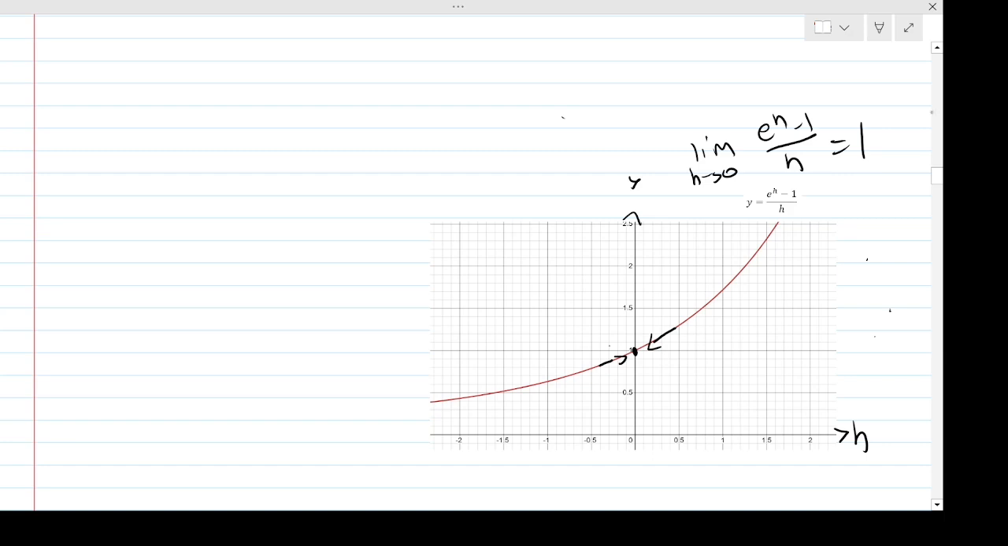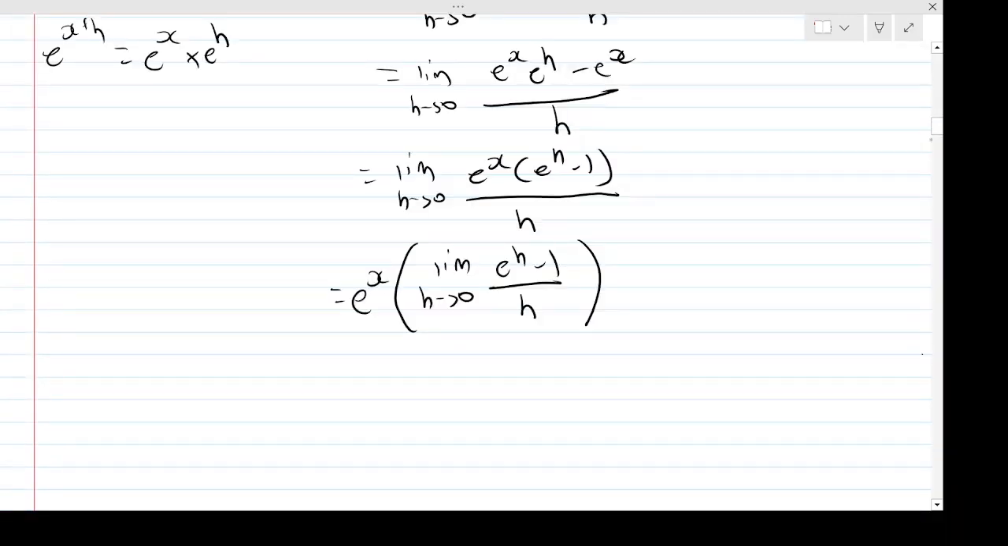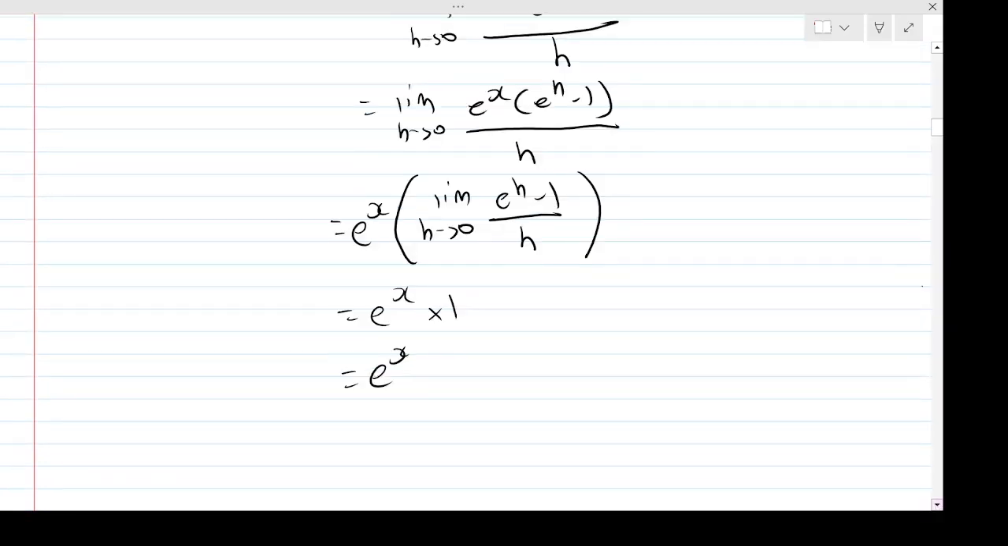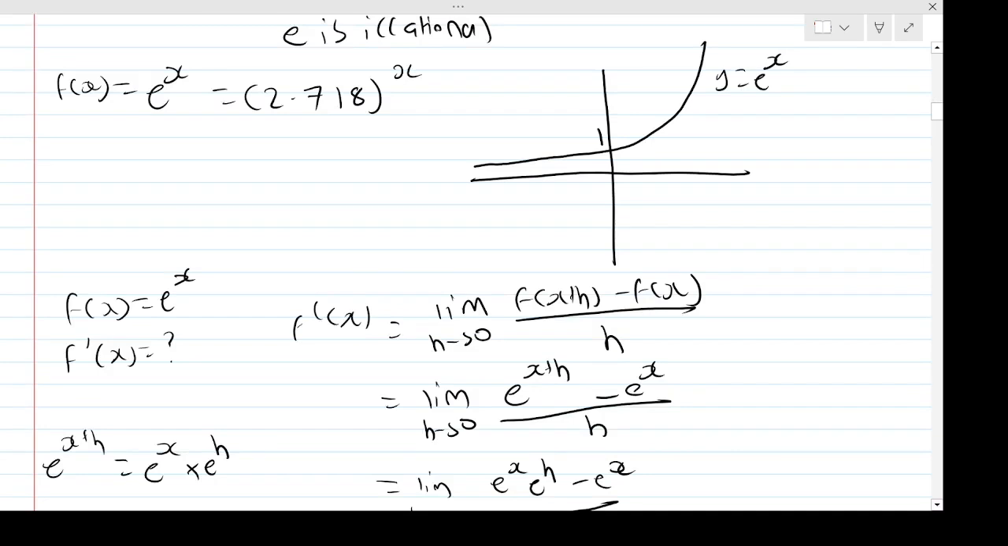So you can see from either side of the curve, from the left and to the right, it goes to 1 either way. Again, I'm not going to get too technical, but hopefully you're convinced that this limit just goes to 1, as you can see with the graph. So that would be e to the x times 1. Well, that's just e to the x. That tells me that the derivative is just e to the x. It's the same thing, right? So the function is e to the x, and the derivative is also e to the x.